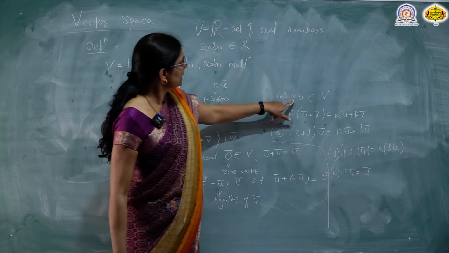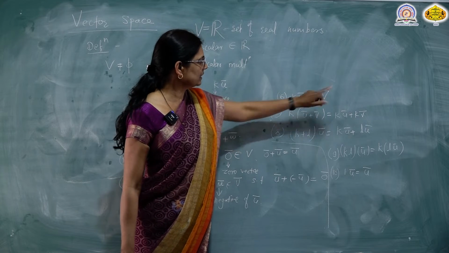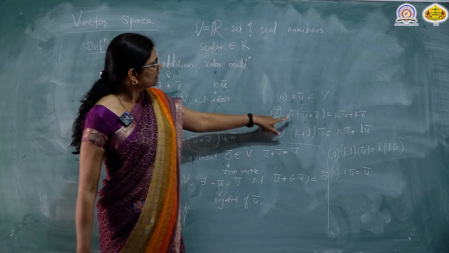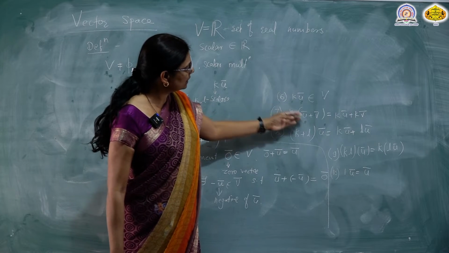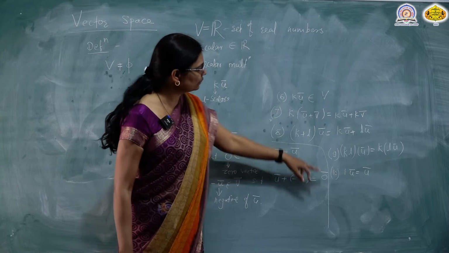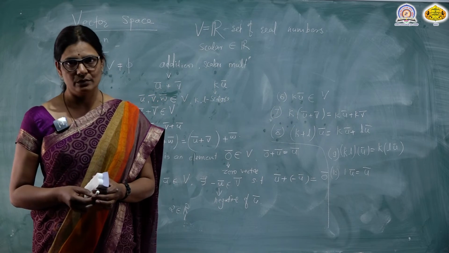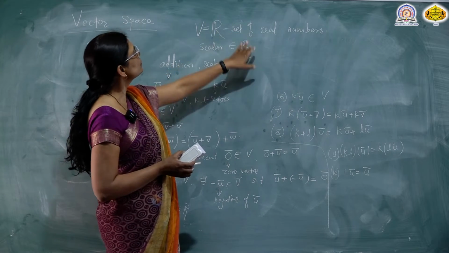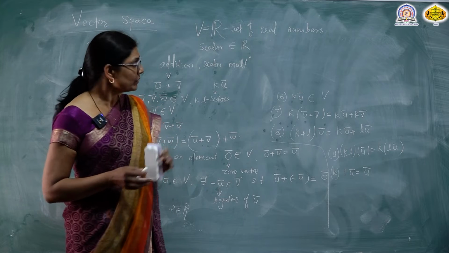Also next, k is a real number, u bar is also a real number, their multiplication is again a real number. Consider the 7th property. This is the distributive property, which is true for all real numbers. All these properties 7 to 10, we can easily check that they are true for the real numbers. So the set of real numbers is a vector space over R, that is, it is a vector space over itself.